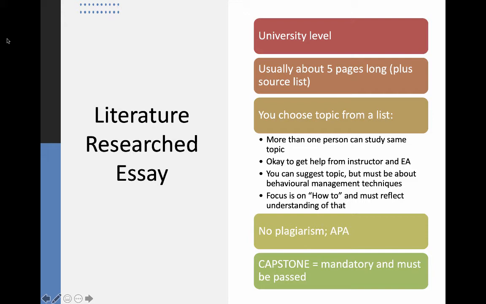As a literature researched essay and a university level paper, it's going to be more important than ever that you understand the policies around plagiarism and correct citation. Now, I'm not going to go through that again, but I have taught you that. And the most important thing I can tell you is there's no reason why you can't check to make sure you're doing it correctly before you hand it in.